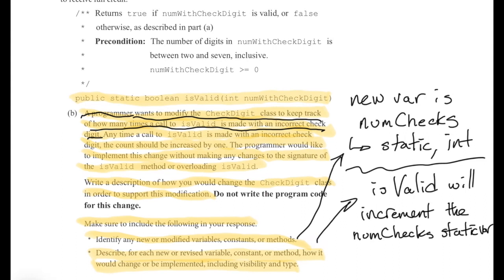We just make a new var, it's called numChecks, it's static, it's an int, and isValid will now increment numChecks, which is a static var, every time isValid is going to return false. I think that's it.